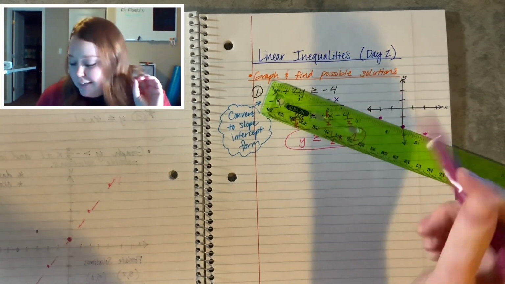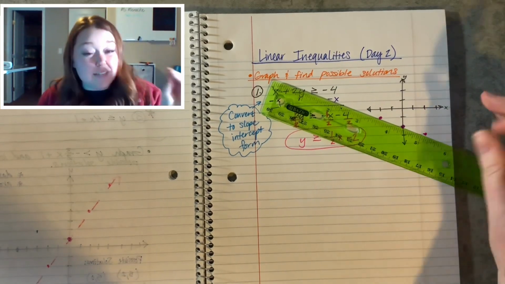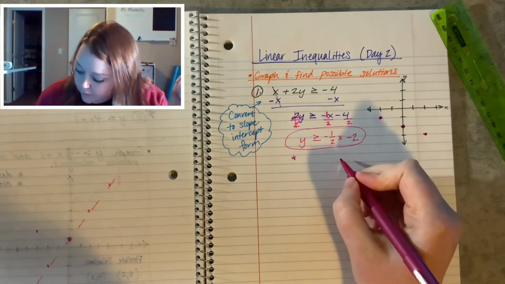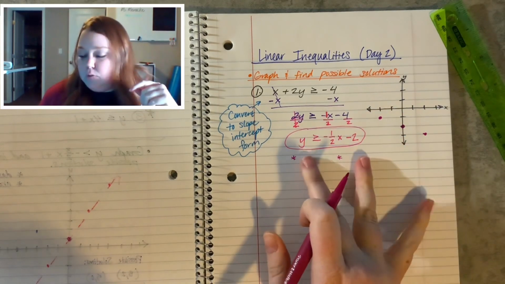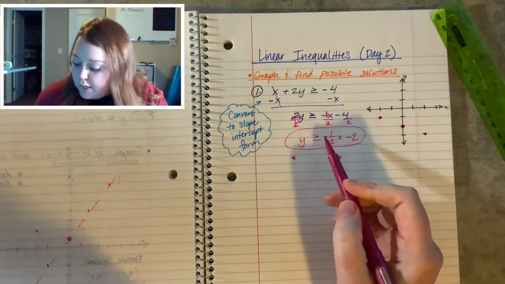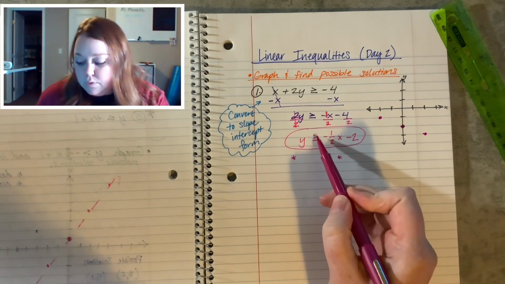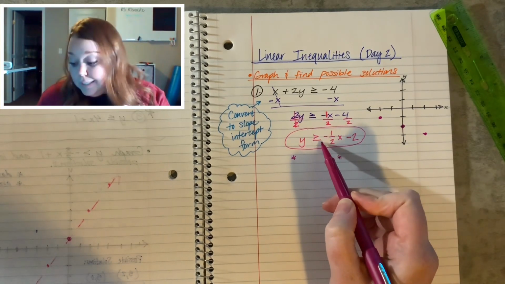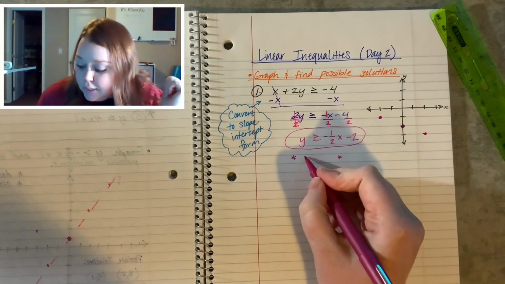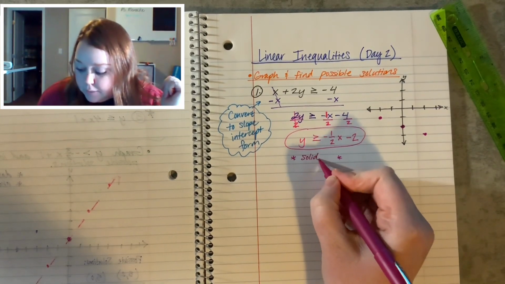But the question remains, do I do a solid line or a dashed line? Because that matters. So I might go back right here and remind myself of 2 things, solid or dashed, and then shade above or below. So that's all based off of this symbol. This is a greater than or equal. Because it has that little or equal to part, it's going to be a solid line.